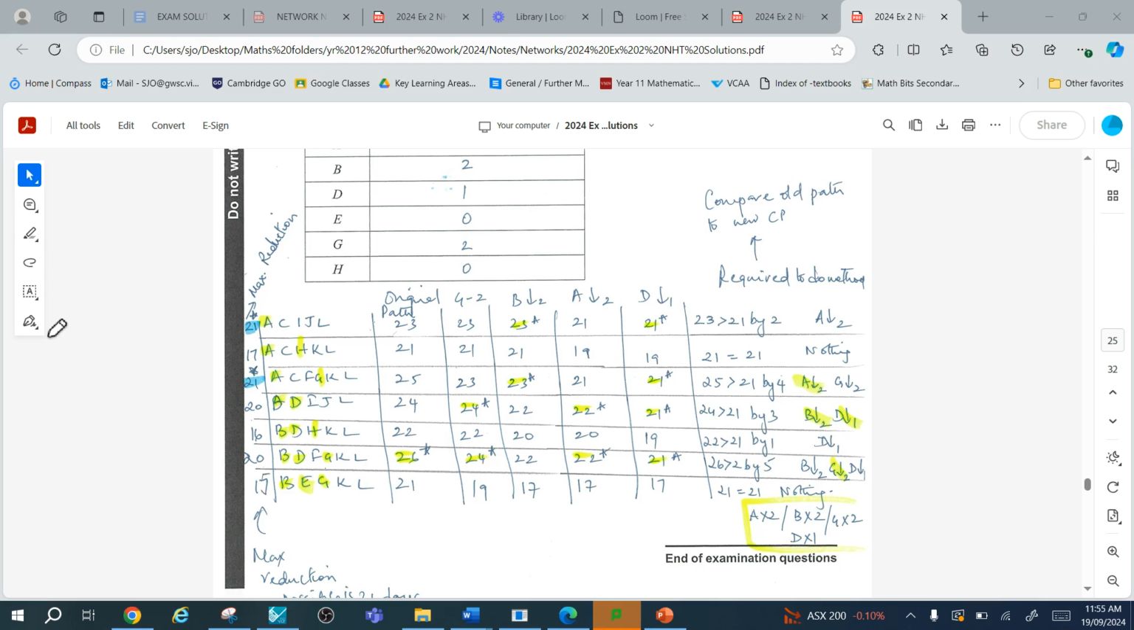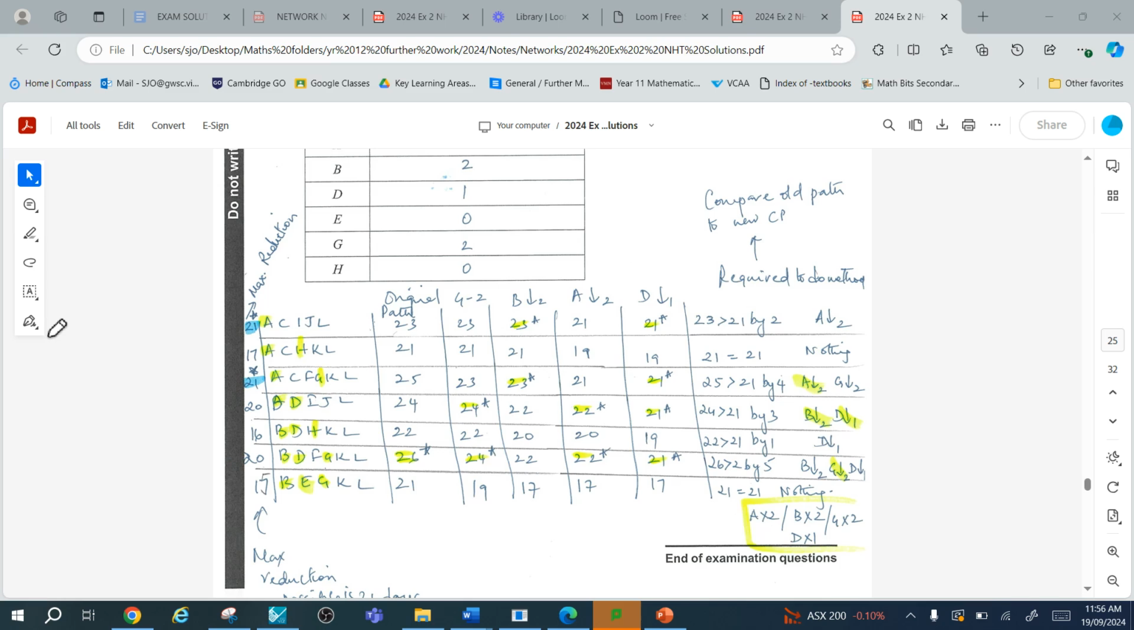And we try and see what's common between the two, and we find A common, and we reduce A by 2. And so all the paths with A reduce by 2, giving us this column. Now we have these two as our critical paths because they have the maximum value. And we have already reduced B by 2 along those paths.